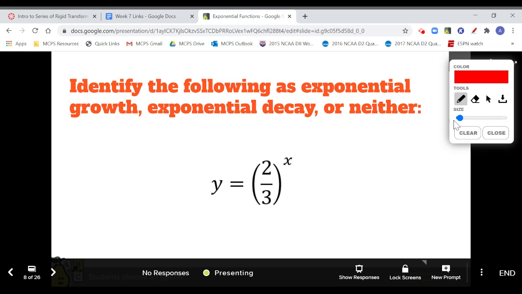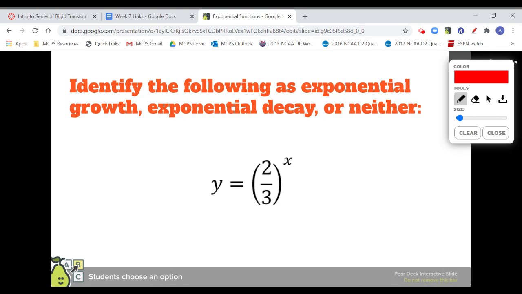Working through the same way here, my first thought is, is there an x in the exponent? Well, there is. So again, this is indeed an exponential function. Once I know that much, I want to know, is it growth or decay? So I'm looking for, is my base less than 1 or greater than 1? Well, my base here is 2/3, and 2/3 is in fact less than 1. So that means that I have an exponential decay.